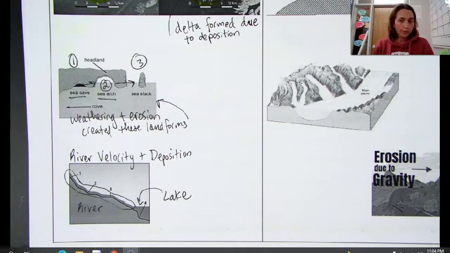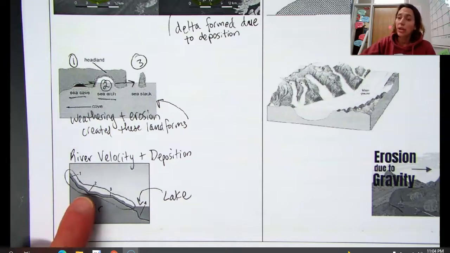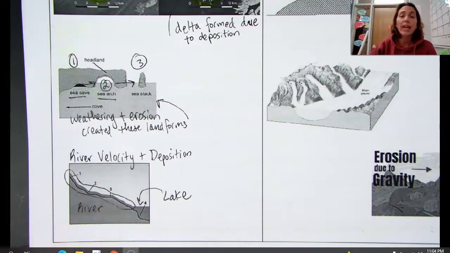Here's my question to you. Where is the most deposition occurring on this diagram? Is it at location 1, location 2, location 3, or location 4? So you have to ask yourself, what's the process here? Where is water slowing down the most? Because where water is slowing down, you are going to get the most deposition. Pause the video, think about it, talk it with a neighbor, and then come on back for the answer.